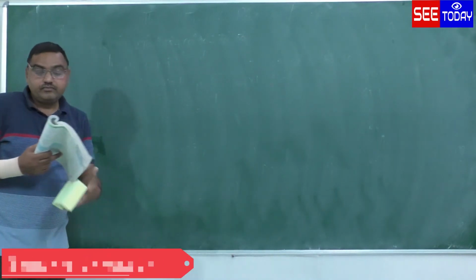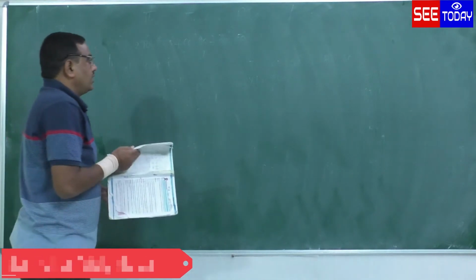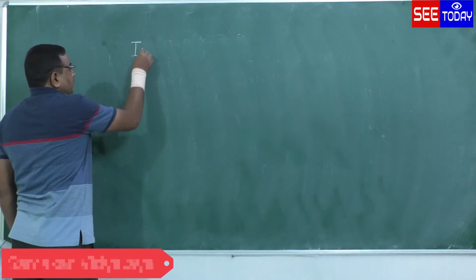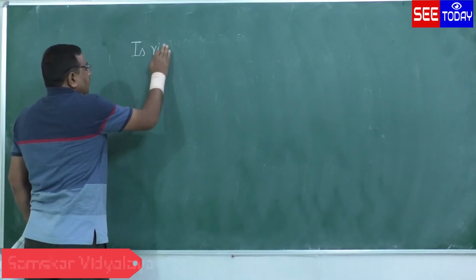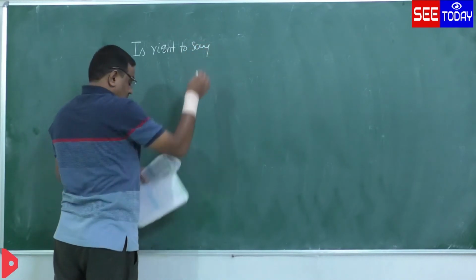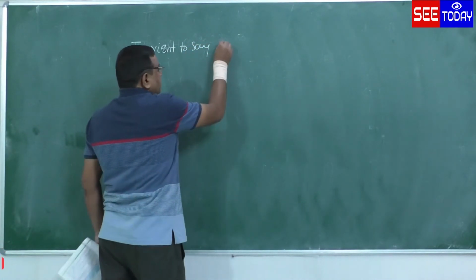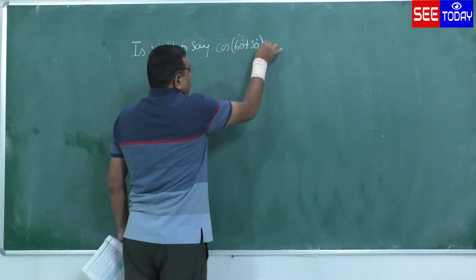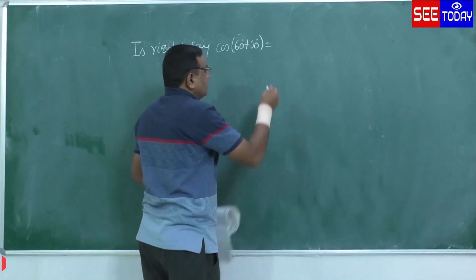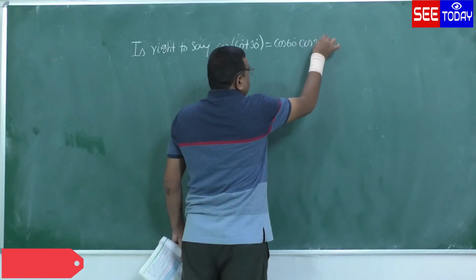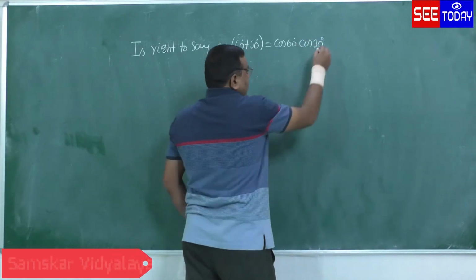Next. Is it right to say, next important question, is it right to say cos of 60 plus 30 is equal to cos 60 cos 30 minus sin 60 sin 30.